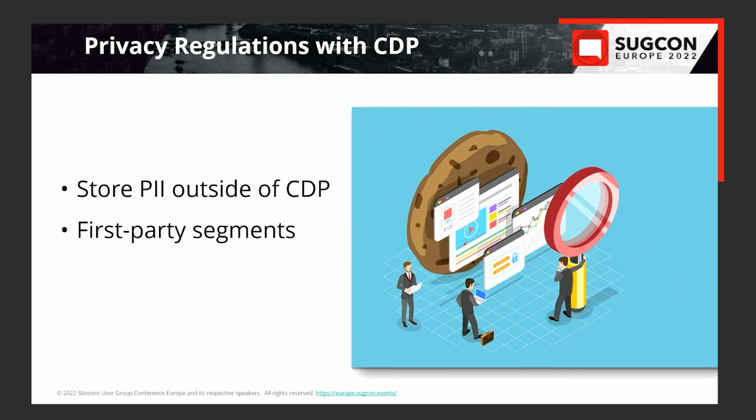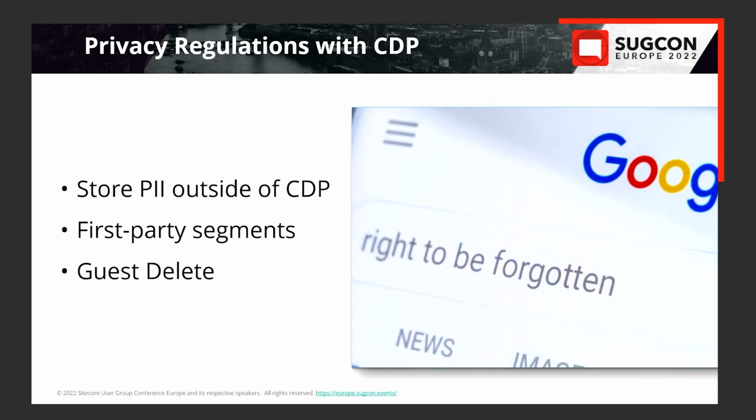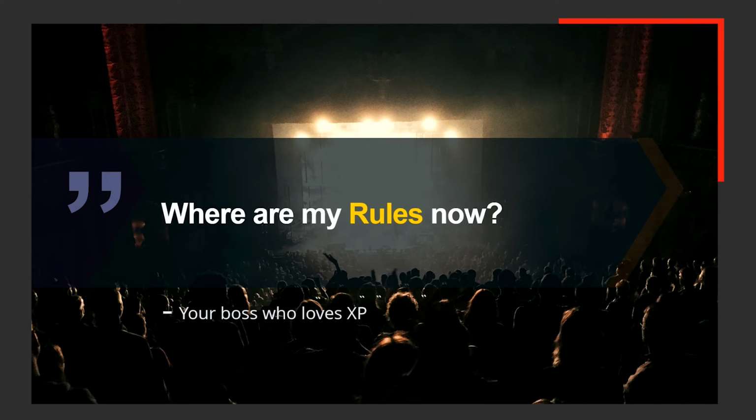You will use first-party segments to store data, and you can delete guests, okay? That's a bare minimum to accomplish the right to be forgotten, and I think it needs more, because a lot of things are still requiring a lot of manual intervention. And then your boss, not satisfied still, is asking you, where are my rules, right?